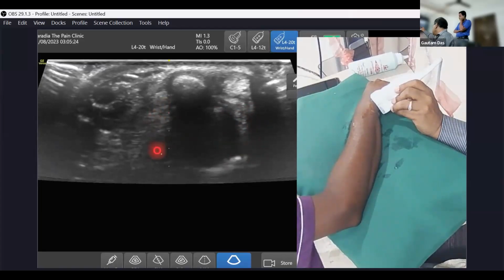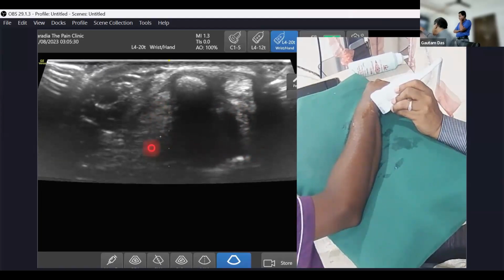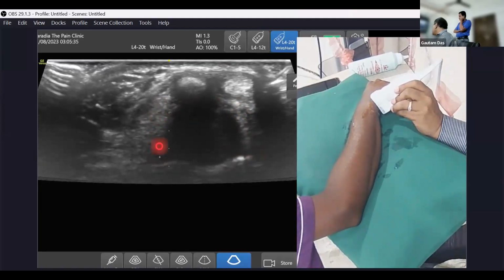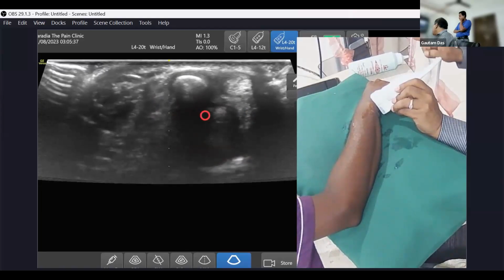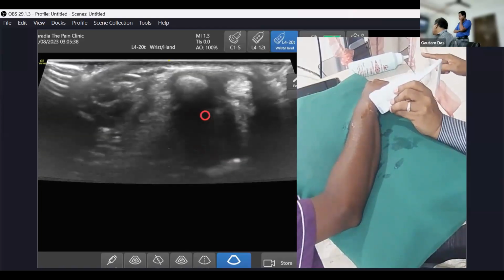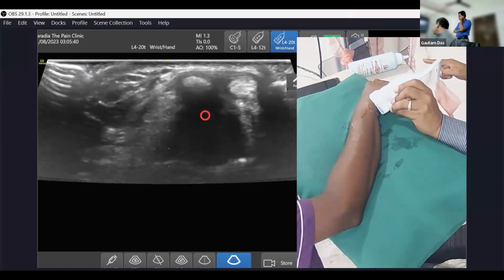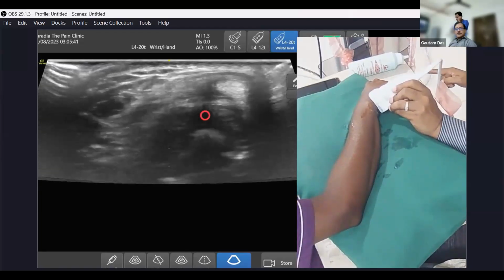This is one ligament, and this is another ligament. This is the dorsal radio-ulnar ligament. This is your ventral, or volar, or palmar radio-ulnar ligament. This side is your dorsal, and this is your articular disc. The articular disc part will be hyperechoic, and mostly it will be hyperechoic. So this is your triangular fibrocartilaginous complex.